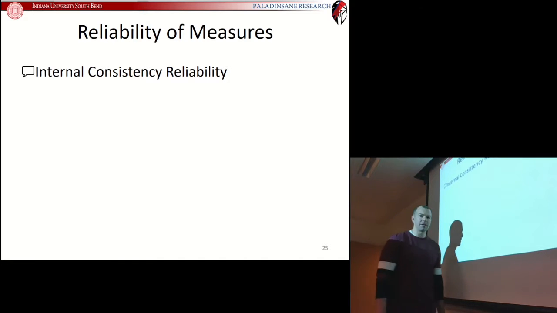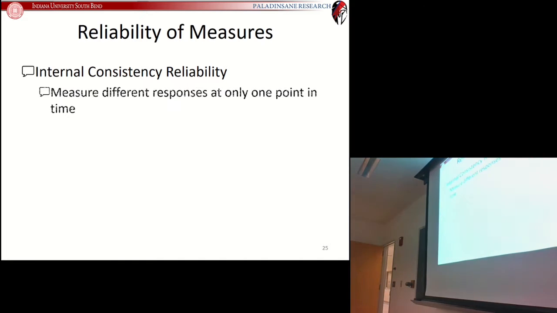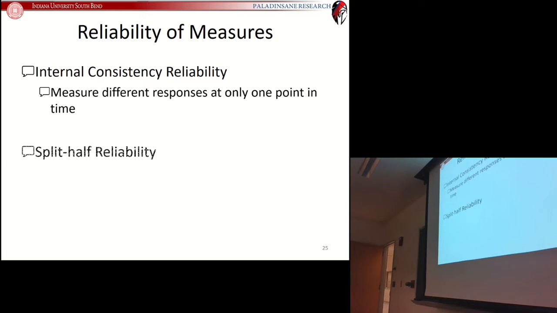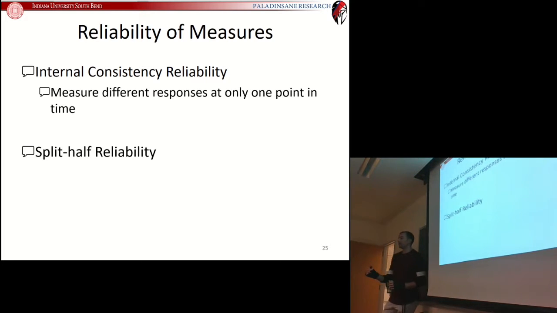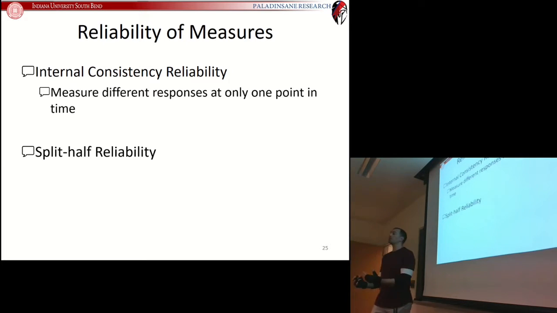Internal consistency reliability. This is where you measure different responses only at one point in time. There's a couple of ways to do this, and you can actually do this in your own studies. If you're developing your own measure, your own survey or your own questionnaire that's going to measure a particular construct, one of the ways to test your own reliability and let the reader know that the test or survey that you made actually has the characteristics of a good survey.